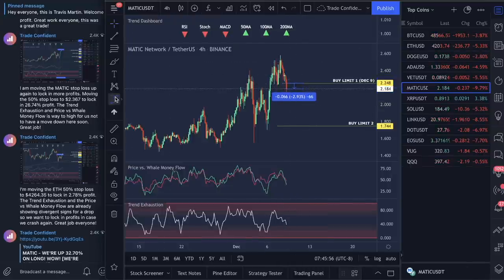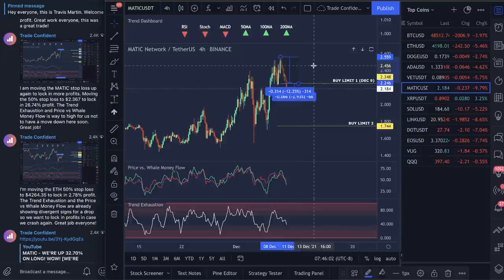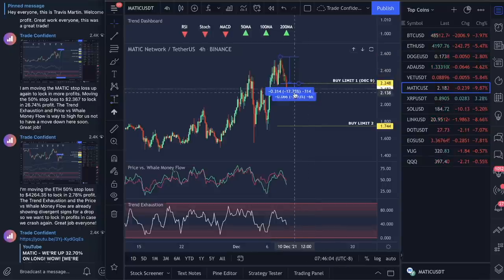Guys, we didn't FOMO in like a lot of other people. We didn't get into the top up here of all-time highs. We waited and we were patient. We got this on discount for 12% discount. This is why you guys need to be trading over here.